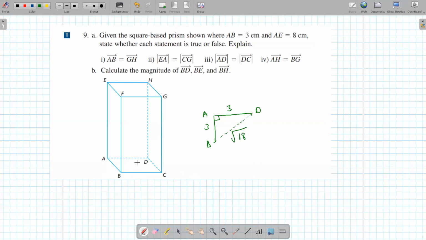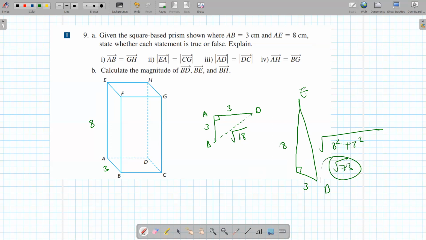BE. Now again, they're all going to be triangles. So we know the distance from B to A is 3, right? AB is 3. And we know the distance from A to E is 8. So if you pull that up, BE looks like this. This is B, this is E. We must travel this way and we must travel this way. It's going to be another 90 degree Pythagoras theorem question, right? It's going to be the square root of 8 squared plus 3 squared, 64 plus 9, 73, and you're done. Easy peasy.